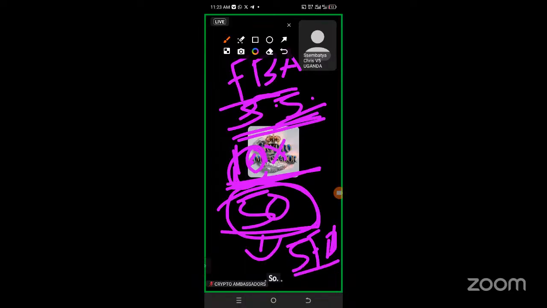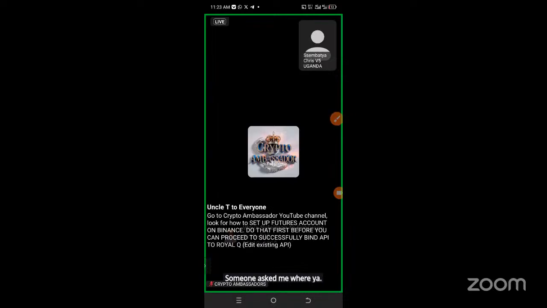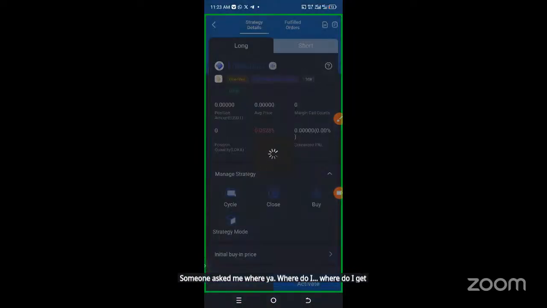So the $50 will go in the market, but on the 50, I will only have $5, which is mine. Someone asked me, where do I get the $200 from?